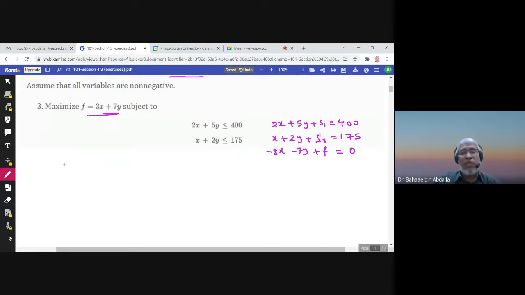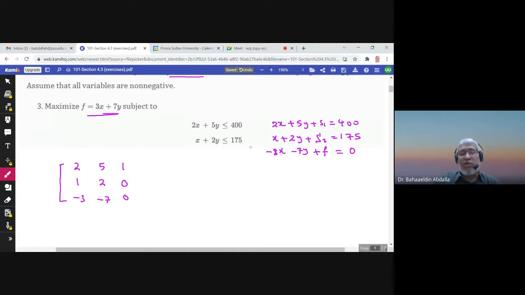And now we set up the matrix, the Simplex matrix. We write the coefficients of x in the first column, 2, 1, and negative 3. The coefficients of y, 5, 2, and then negative 7. The coefficients of slack variable 1, S1. S1 appears only in the first equation. So the coefficient of S1 in the second equation is 0, and also in the objective equation is 0.